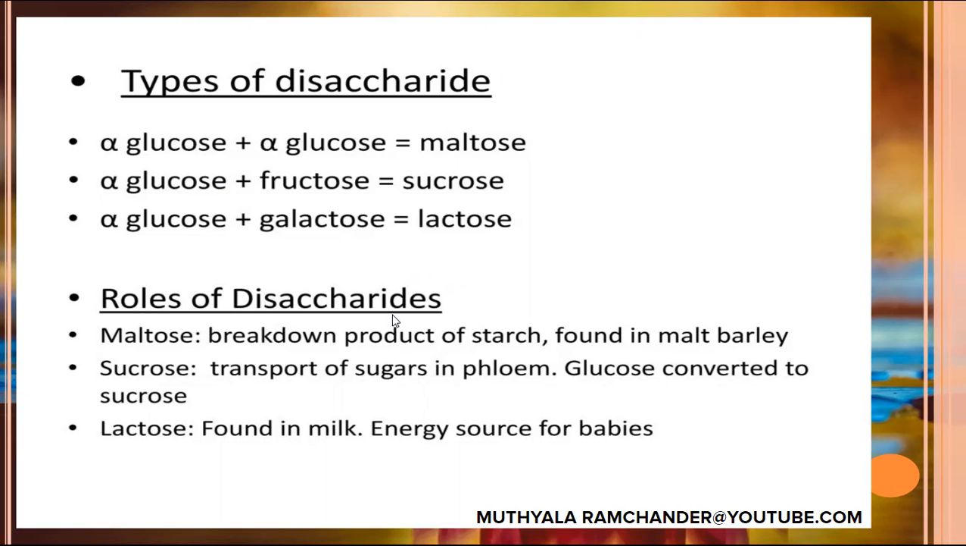Role of disaccharides: maltose is a breakdown product of starch found in malt barley. Sucrose is used for transport of sugars in the phloem, where glucose is converted to sucrose. Lactose is found in milk and is an energy source for babies.